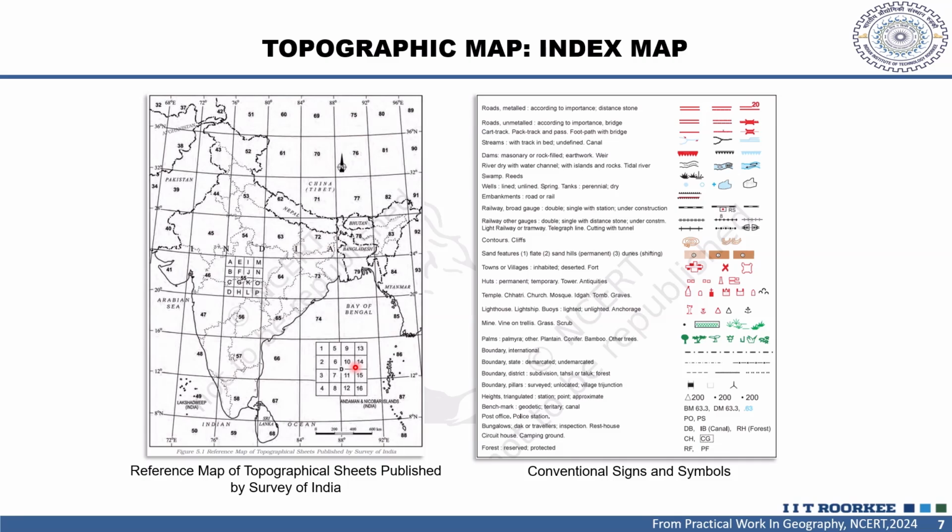This is how the analysis is done, and these are some of the symbols used for showing different features. Some normal features like roads, rivers, and hospitals, and further you can see in the picture. So these are some of the basic things before going into more detail.